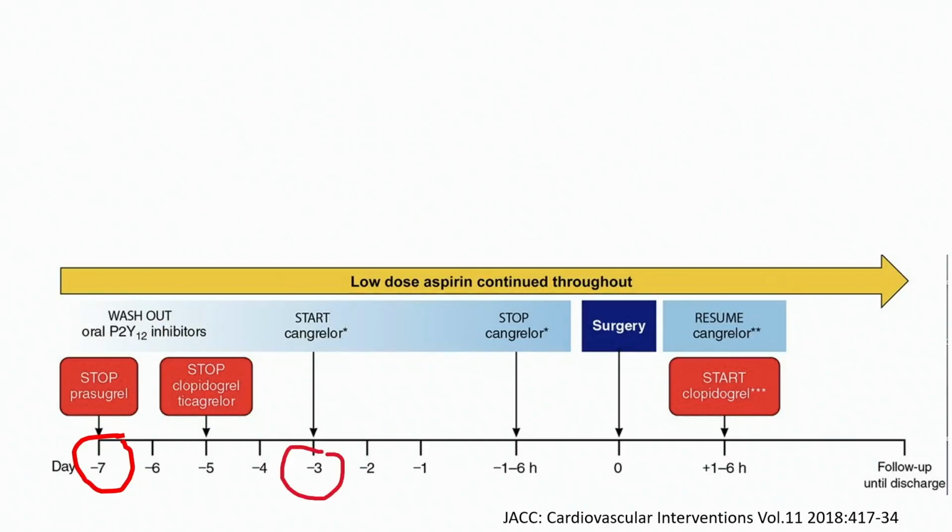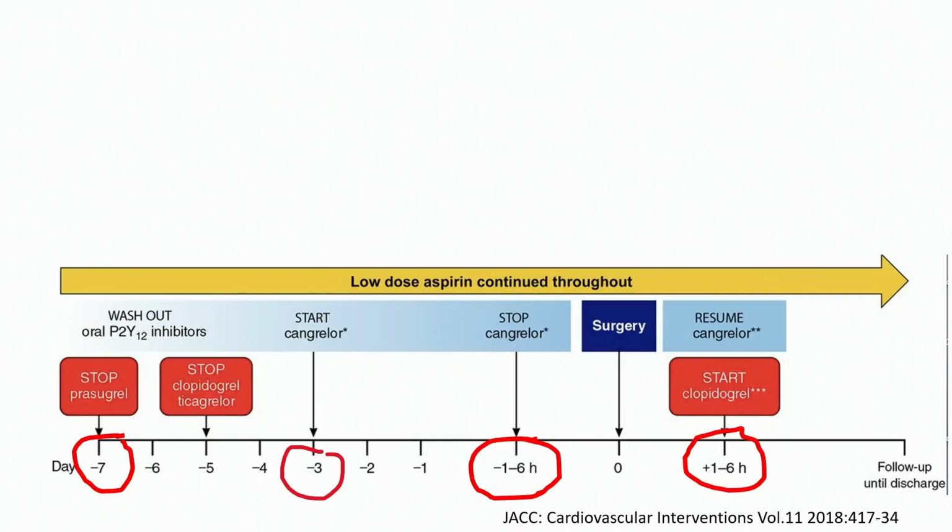Then you would admit them about 3 days before the procedure and start this IV infusion of Cangrelor. 1 to 6 hours before the procedure, you would stop the infusion, get the patient through the procedure, and then as soon as they're able to take orally, you would give them back their oral agent so that it can have time to take effect. And you would also restart the intravenous agent to not have them unprotected for that period of time. And then eventually you can stop the intravenous and discharge them on their oral therapy.